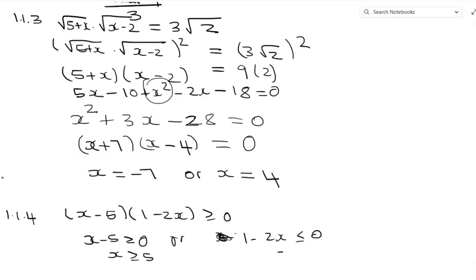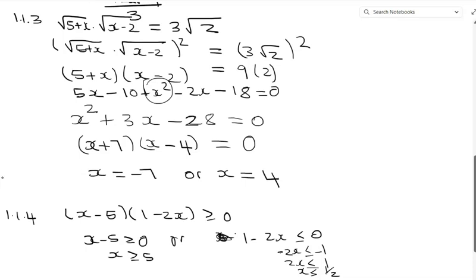x is going to be negative 2x, negative 1, then x is 1 over 2, right?